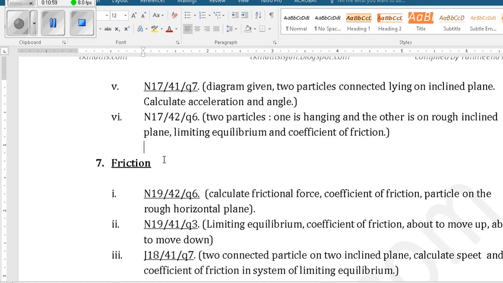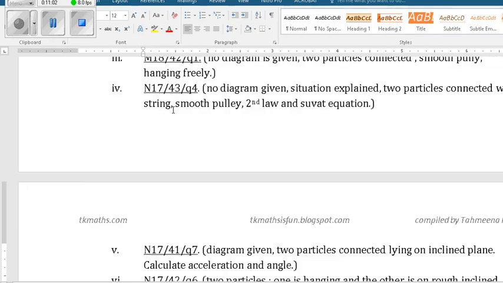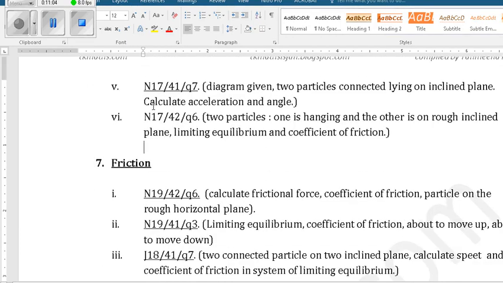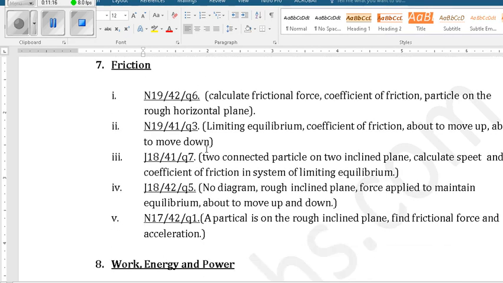So these are all, which topic was it? Connected particles. Okay, so I've given you 2 more questions here. This is inclined plane, calculate acceleration and angle. 2 particles, one is hanging, the other is on the rough inclined plane. So you see the hint is given here. And then friction questions are here. And when you are doing friction, automatically limiting equilibrium, what are the concepts you apply in it? Resolving forces, all this will be applied here. And Newton's second law of motion also.